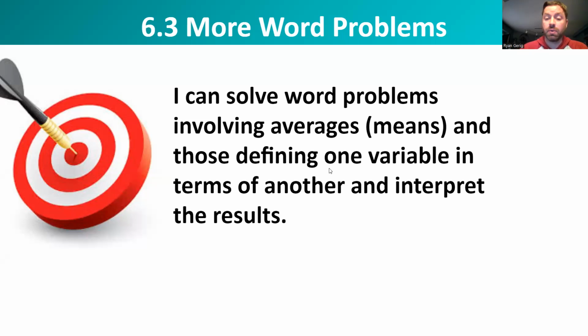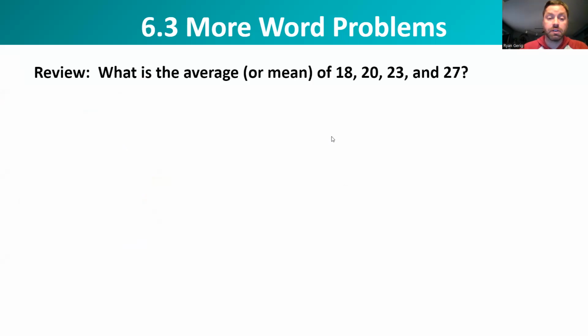So that last part there, we've been doing that. We did that with perimeter problems. We did that with consecutive integer problems. We're going to throw in there some averages as well, just to give you another glimpse of what word problems can be. What is the average or mean of those four numbers?